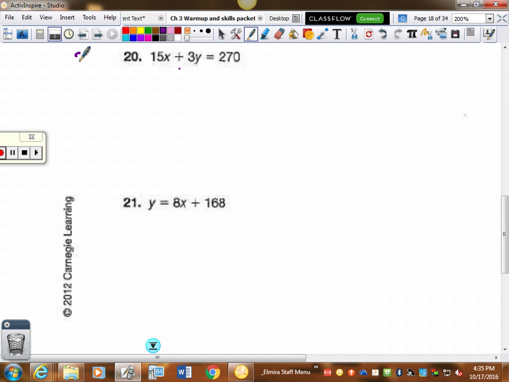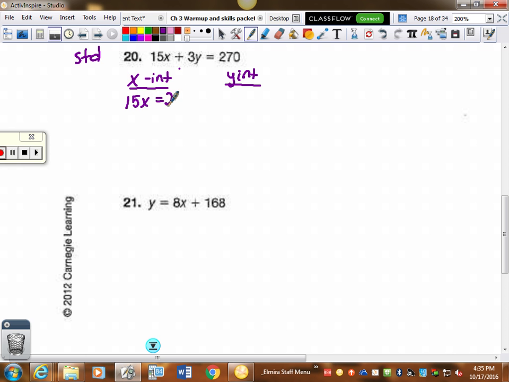Number 20 I want you to notice is standard form. Something x plus something y equals a constant. So I'm going to find the x-intercept and the y-intercept. This section does not involve any graphing though. We're just finding intercepts. So the x-intercept would mean that the y value zeroes out.